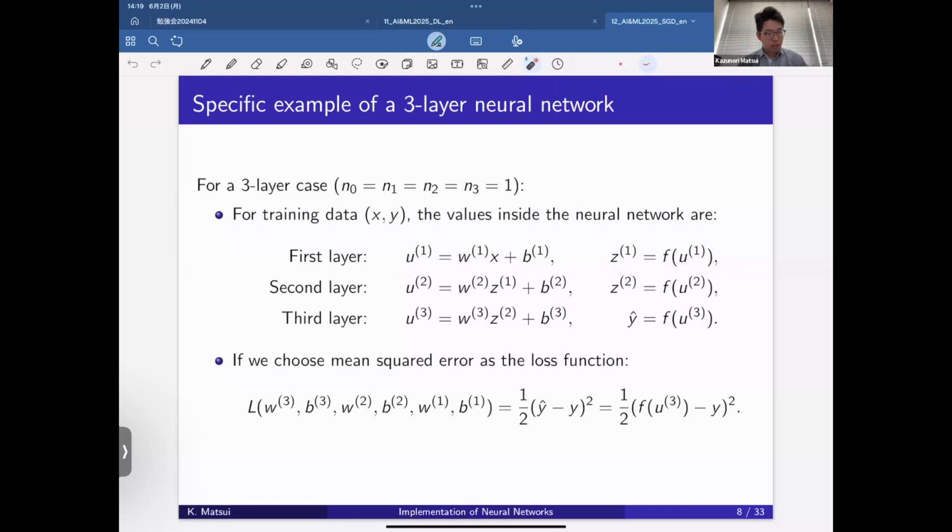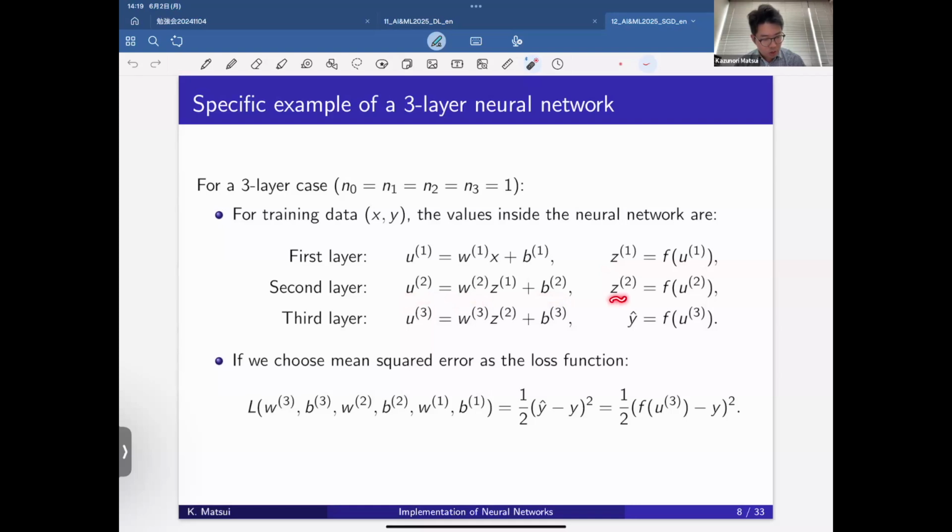For the second layer, we use this z1 that came out, multiplied by weight W2 and add bias B2 to calculate U2. We put this U2 into f to get Z2. This is the output of the second layer.